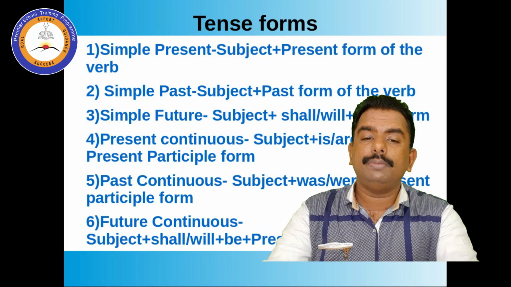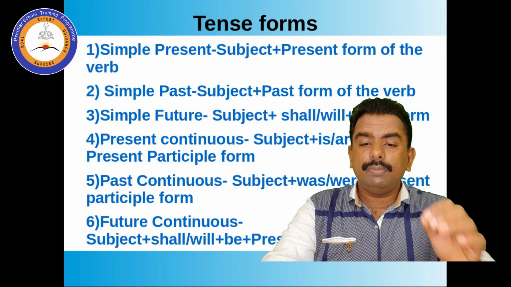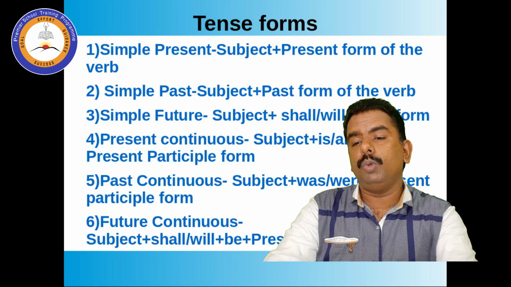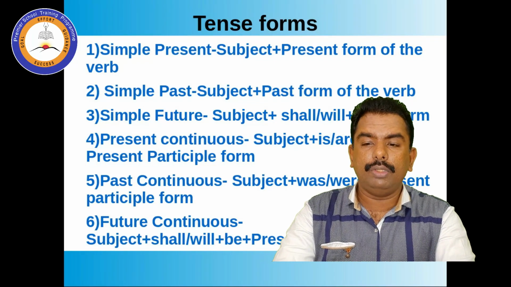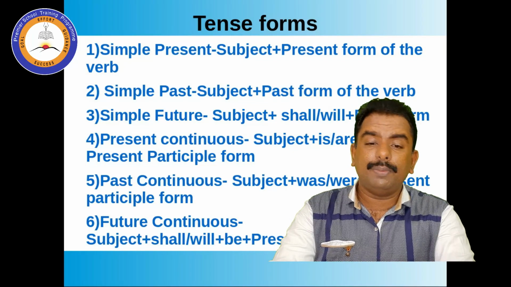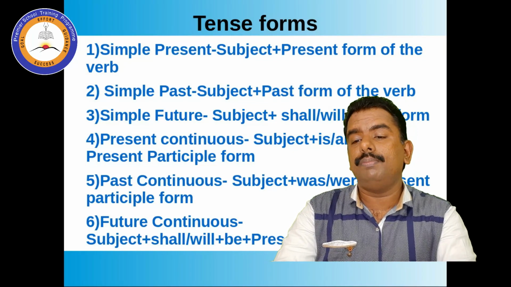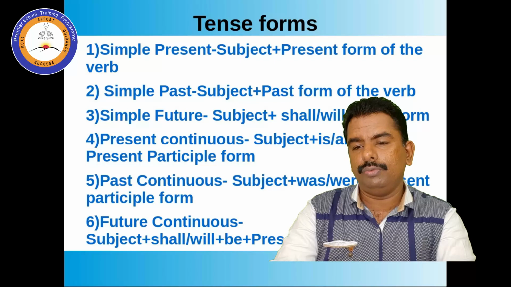Simple present: subject plus present form of the verb. Simple past: subject plus past form of the verb. Simple future: subject plus shall or will plus base form of the verb. Present continuous: subject plus is, are or am plus present participle form of the verb.